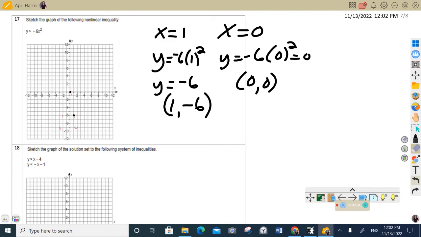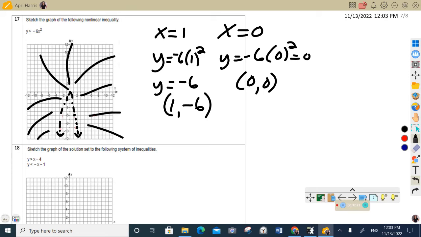Let's try this again. So that would be a dotted line or a dotted parabola. And then greater than, always find your vertex, and then greater than would be above the vertex, so you would be shading everything over here. Okay, there we go.